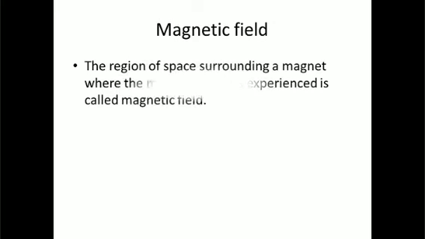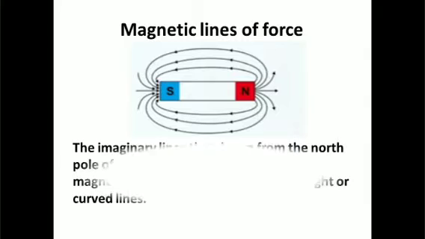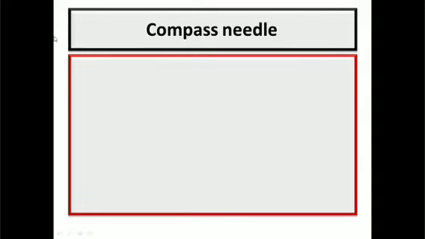Then magnetic field. The region of space surrounding a magnet where the force is experienced is called the magnetic field. Then magnetic lines of force are the imaginary lines drawn from the north pole of a magnet to the south pole.